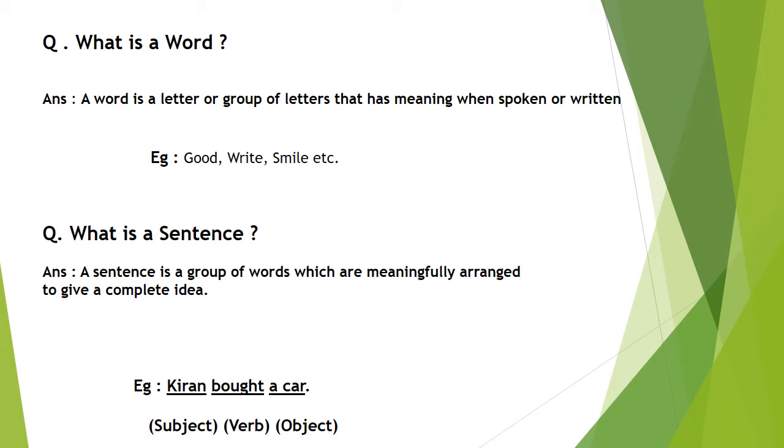Right. In right, 5 letters are there, so it is a word. Smile, 5 letters are there in that, so it is a word, etc. Let's come to the second question.